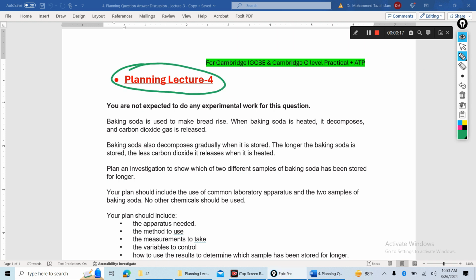This is important for Cambridge IGCSE and Cambridge O level practical paper and alternative to practical paper also. Let's move.